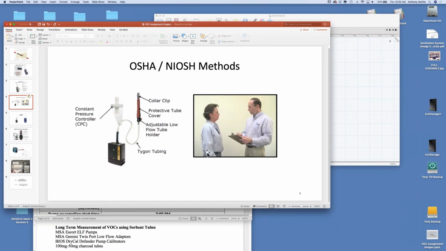We wind up on the worker, they put the pump on the worker's belt, and they could wear this for whatever period of time that we felt was needed to correctly evaluate the level of exposure for the worker to a VOC. There's another look at it.